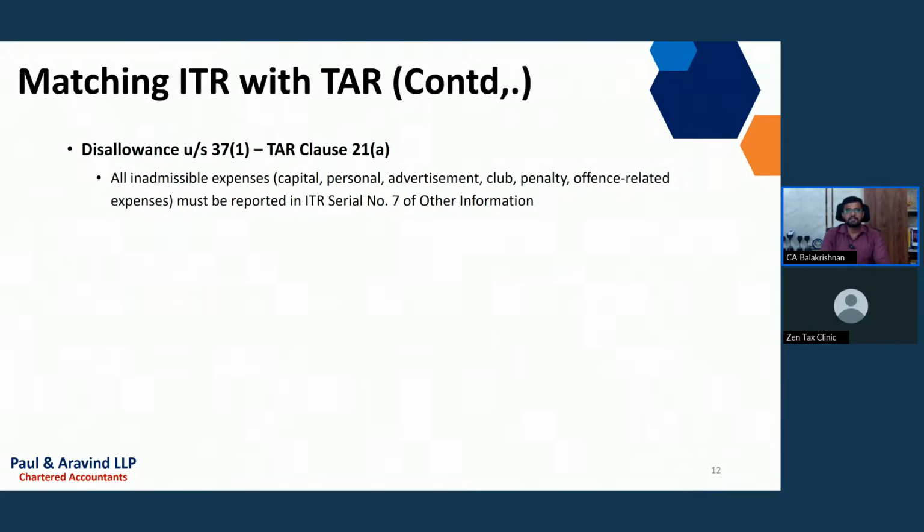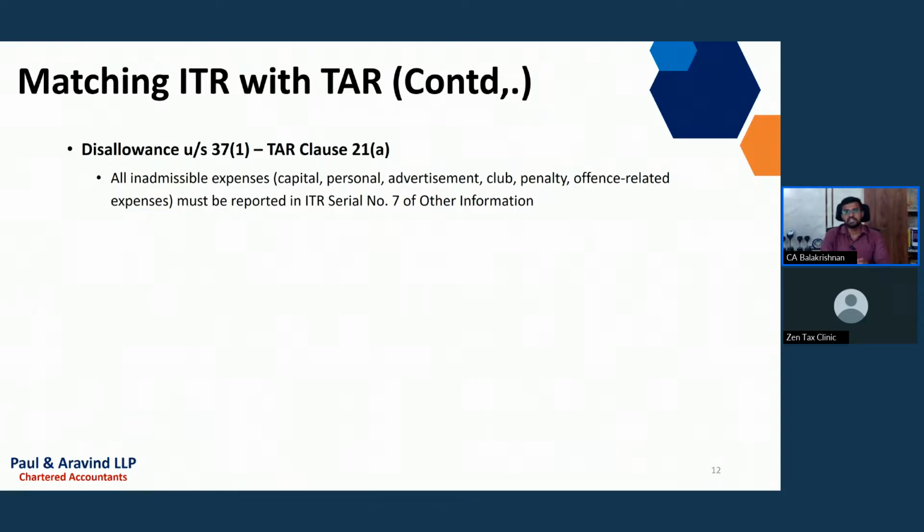And in clause 37(1), clause 21A of the tax audit report, inadmissible expenses such as personal expenses debited to the profit and loss account or capital expenses debited to the profit and loss account are reported. Capital account transactions, generally, are fixed assets additions purchased for the long term, so that needs to be reported. Capital account transactions generally need to be balance sheet items that are not debited to the profit and loss account. If debited to the profit and loss account, then the tax auditor must show it in clause 21A.